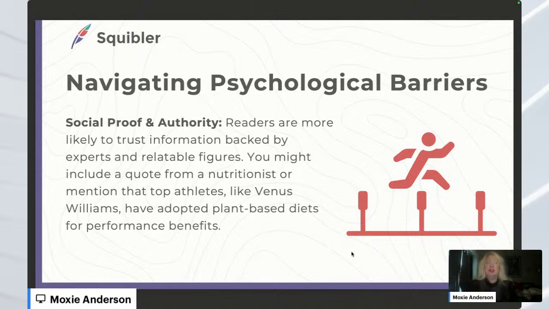With social proof and authority, you can navigate this psychological barrier by including information from reliable figures and experts. You could include quotes on your discussion on plant-based diets from nutritionists, or mention that top athletes like Venus Williams have adopted plant-based diets for performance benefits.